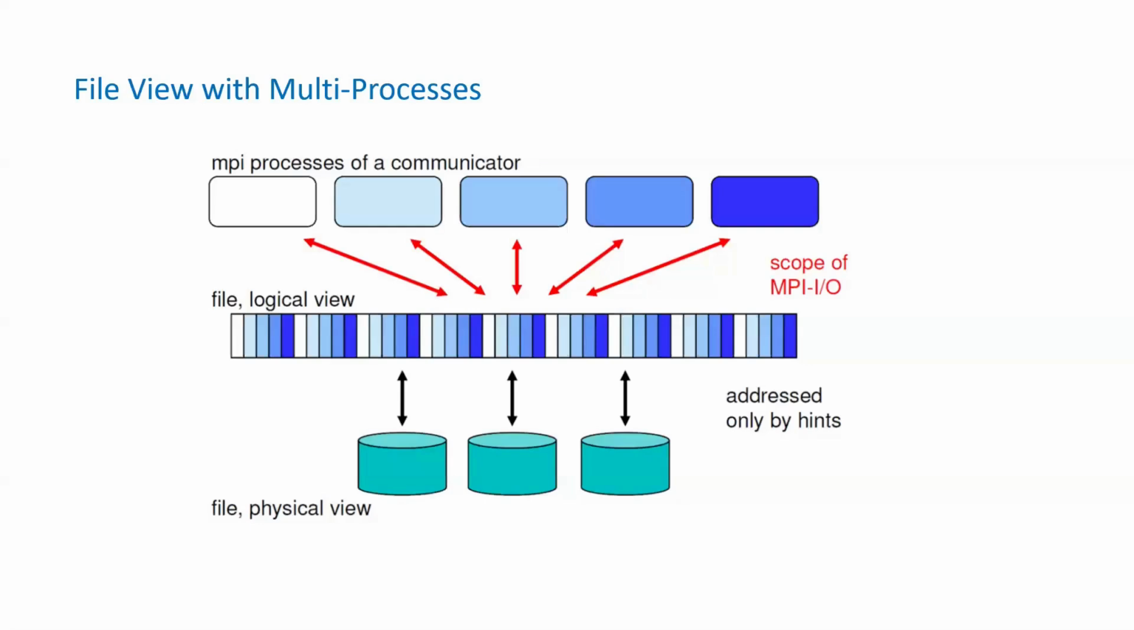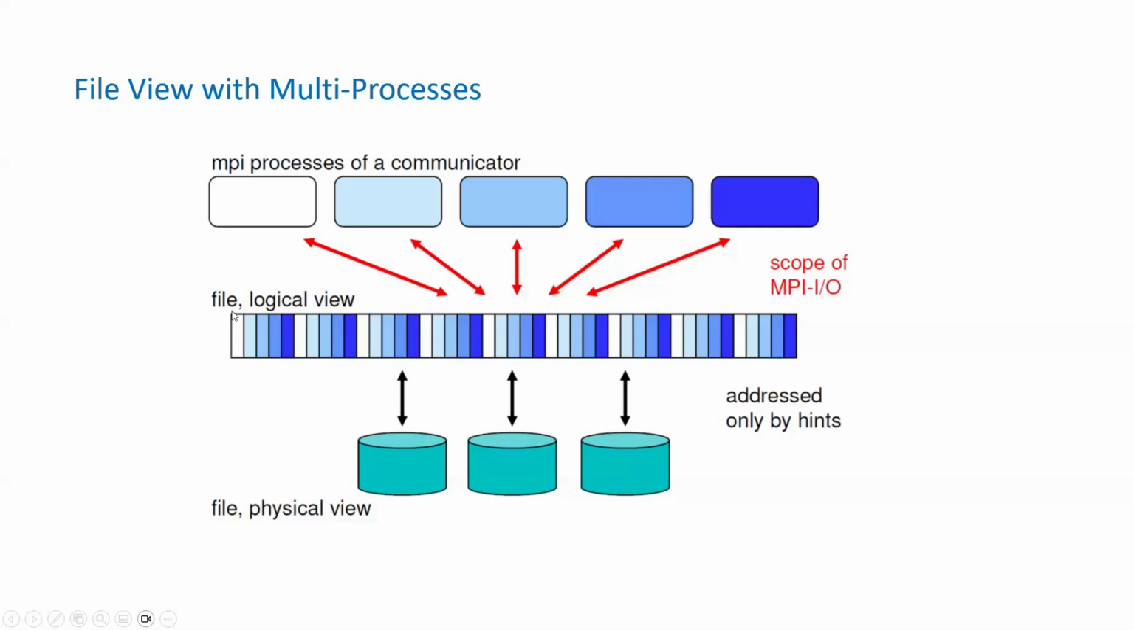It's not like a real example, so we show the next slide. For example, we have a communicator of MPI processes and a file, and we use different colors to separate them. Then there's the logical view or something like that. Each of them will write part of the data.